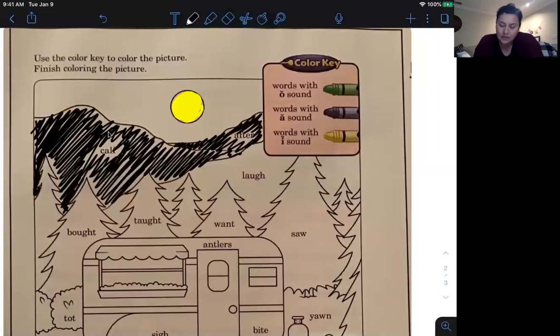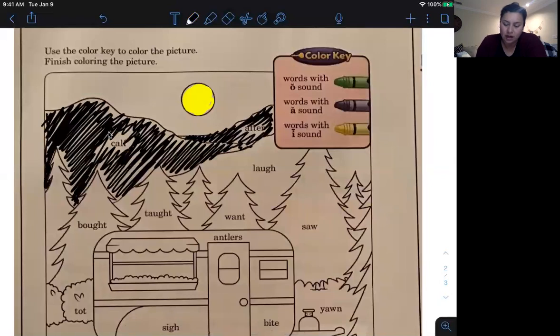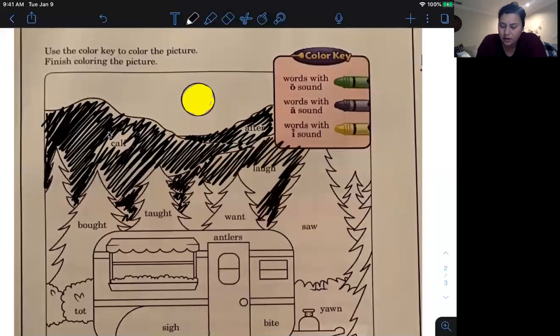Okay, nice. All right, what about laugh? Laugh, long A sound. And that's almost the whole, don't color the trees, but I'm coloring right in between the trees. You see how that's part of the mountain? And I'm trying not to color, you can color over the word, that's okay on your paper, but I want you to be able to see the word.